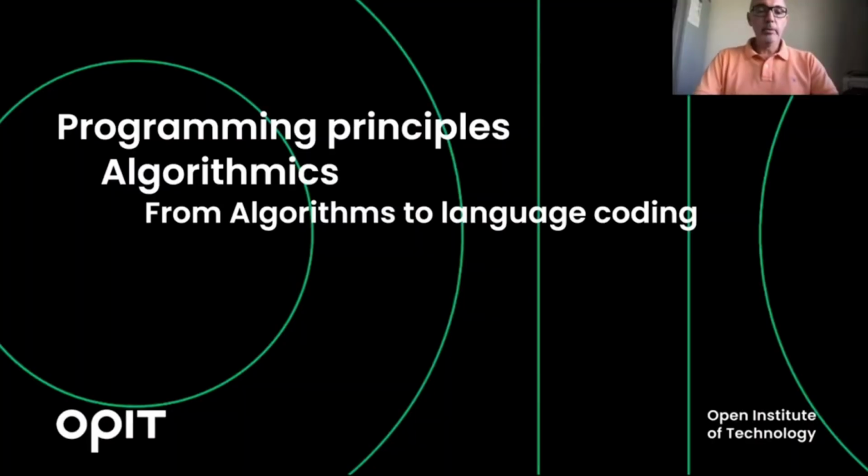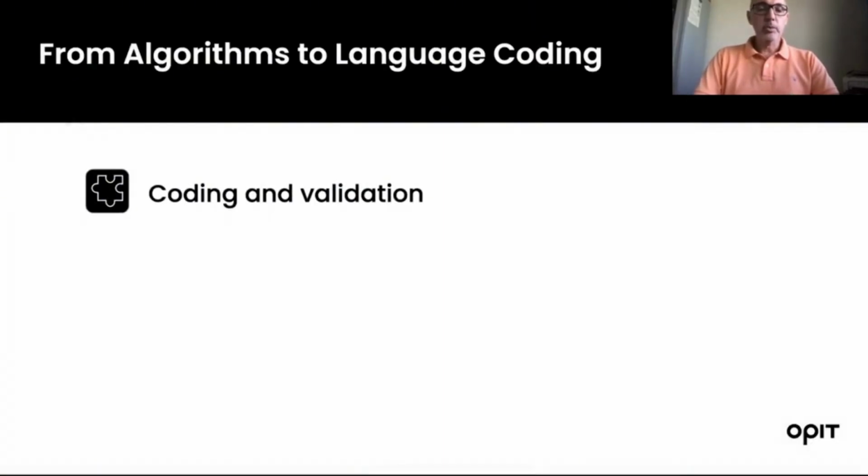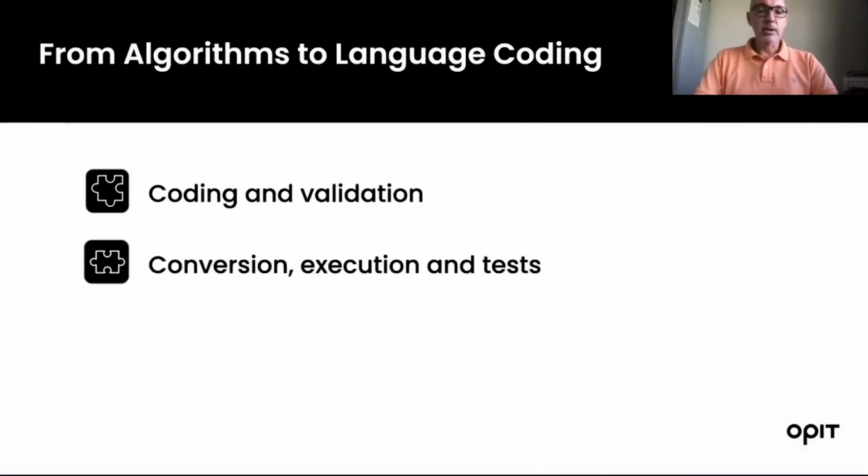Now that we are done with the algorithms, we're going to see how to use a programming language to code your solution. To do so, we are going to start with these coding and validation steps, explaining how to execute and test your program, and then put some documentation in it.